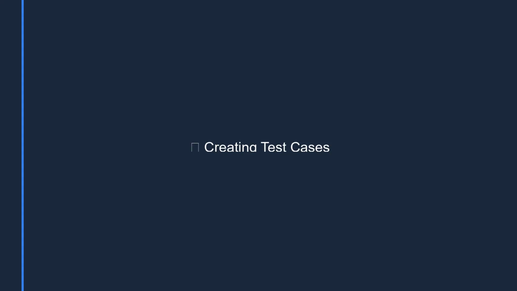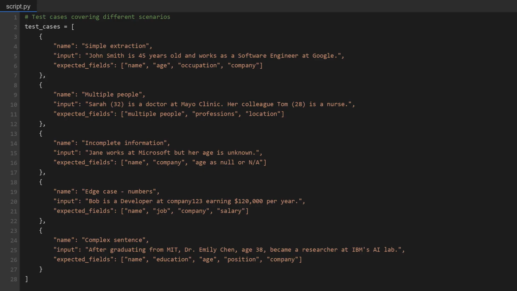Creating test cases. Before you run a single inference call, you need to decide what good looks like. That's what test cases are for. Each test case here is a dictionary with 3 keys: a name so you can identify it in output, an input string that simulates the kind of text your model will see in production, and a list of expected fields, the specific pieces of information the model should extract.